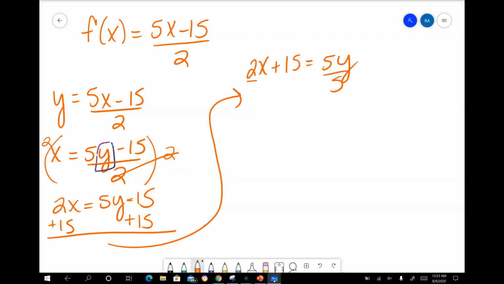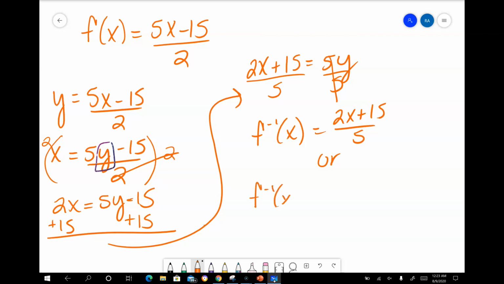Then we're going to divide by the 5. And then we write f inverse of x equals 2x plus 15 divided by 5. Or, I'm only going to write it two ways because these are the two most common ways you're going to see. Or f inverse of x could equal 2/5 x plus 15 divided by 5, which is 3. They're both the same.